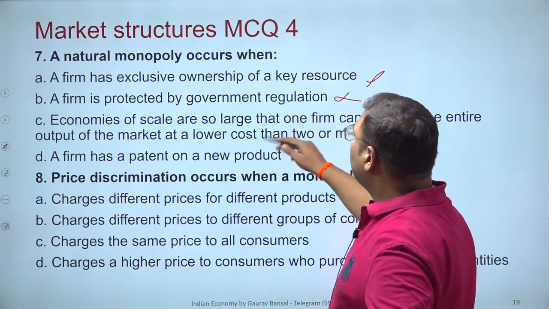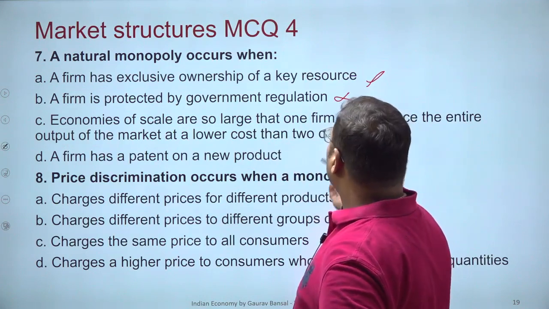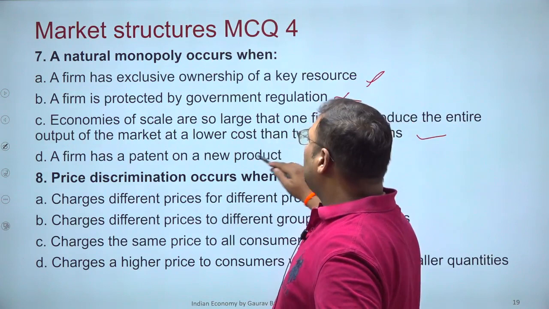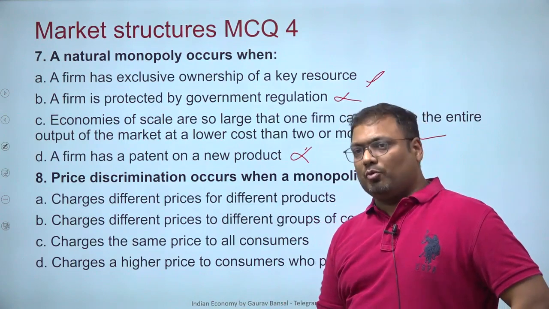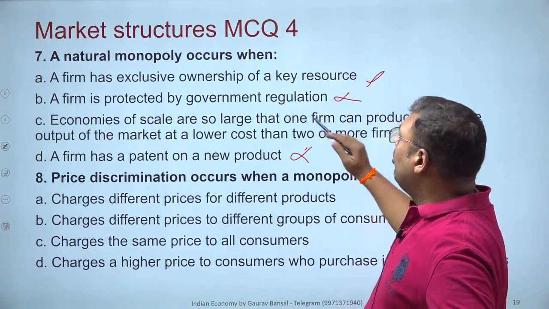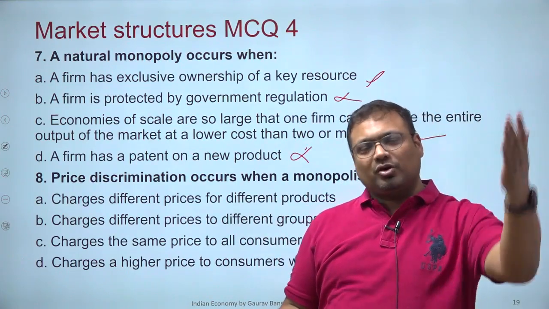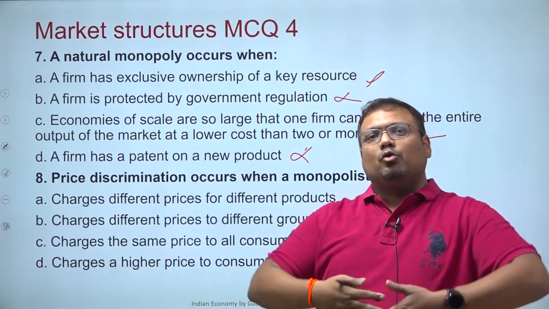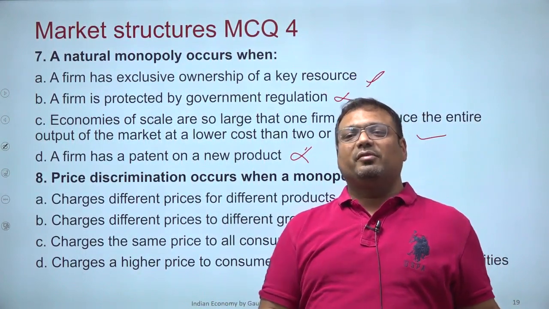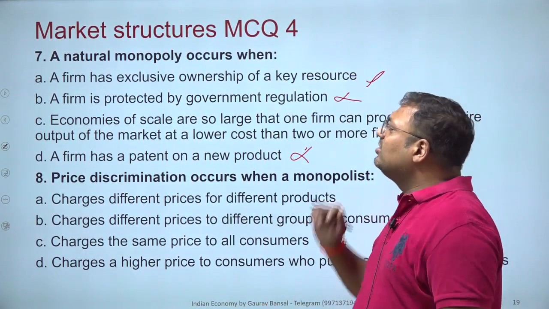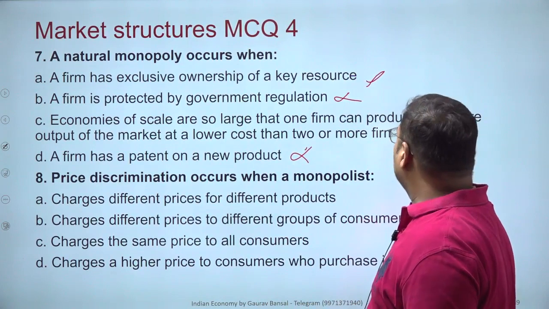Because economies of scale are so large that no one firm can produce the entire output of the market at lower cost than two or more firms. That is correct actually. I will explain it. If a firm has a patent on a new product, that is also a type of legal protection which can create monopoly. So all of these are created by law. A, B and D. C is saying that as the firm size increases, its cost continues to fall continuously. So you can infinitely increase the size of the company. So the one who achieves the biggest size will survive. Others will not be able to match the cost and they will die out. So this will create the monopoly. Okay, so this is a natural monopoly.